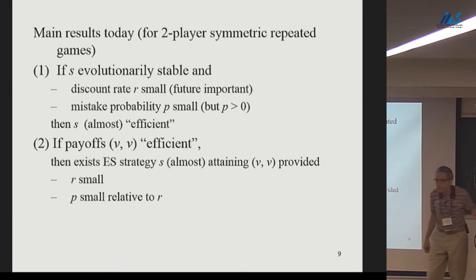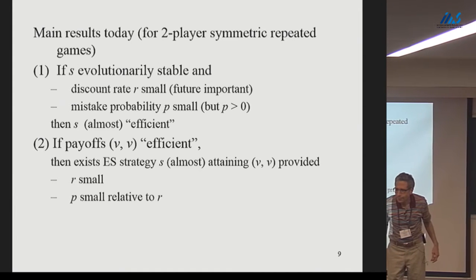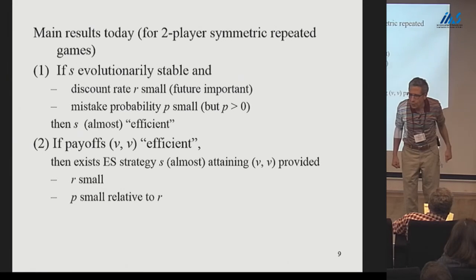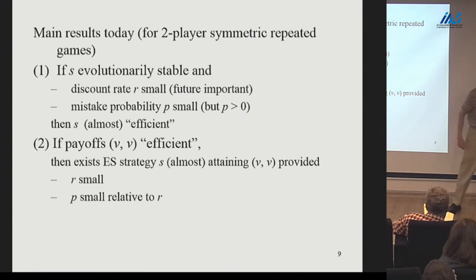If P is high and r is small, it might be better for the mutants, but it's not so good for efficiency. Yeah, you'll see why.